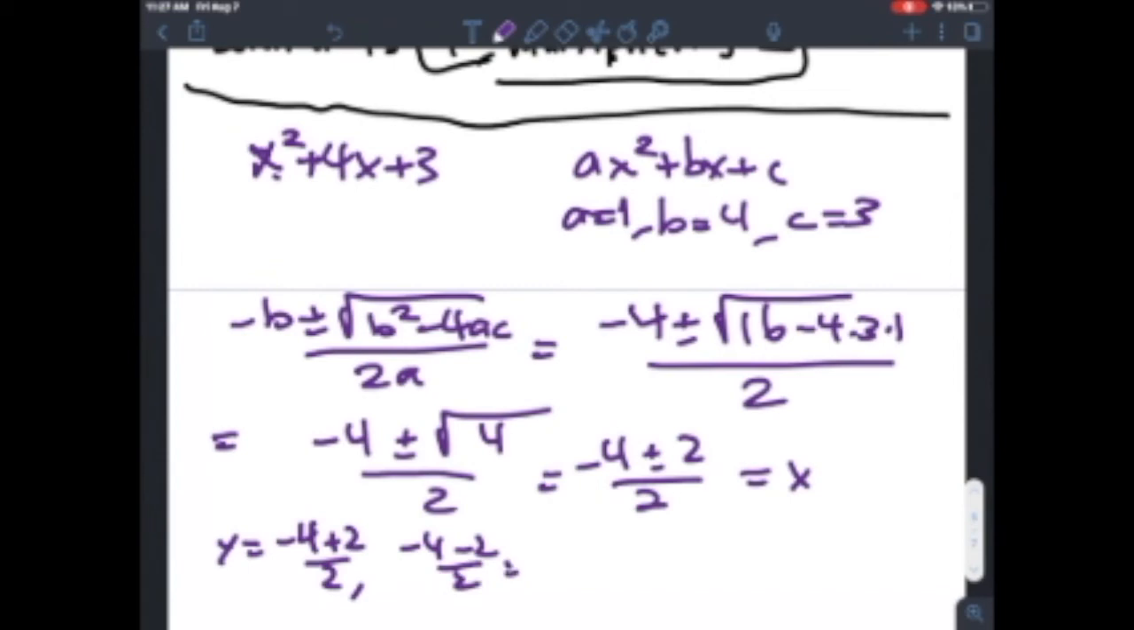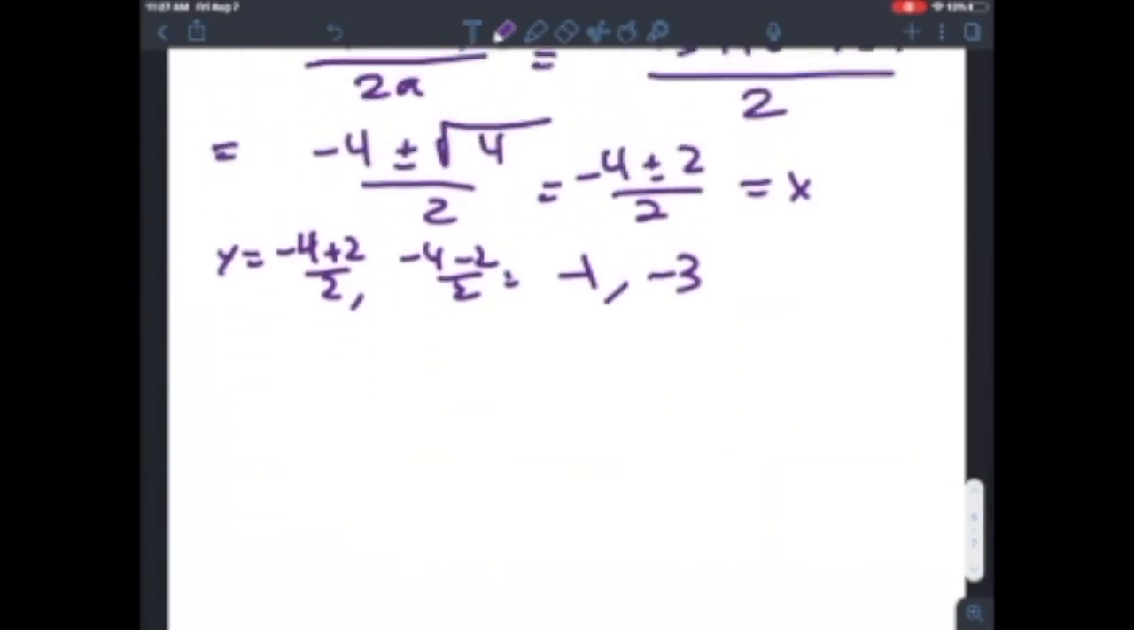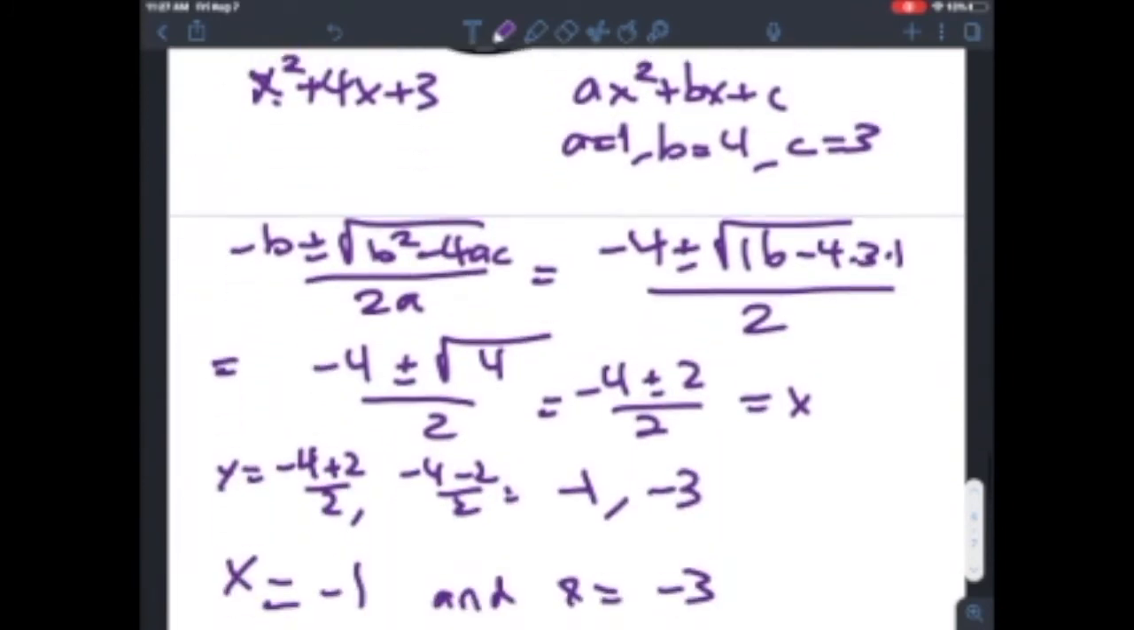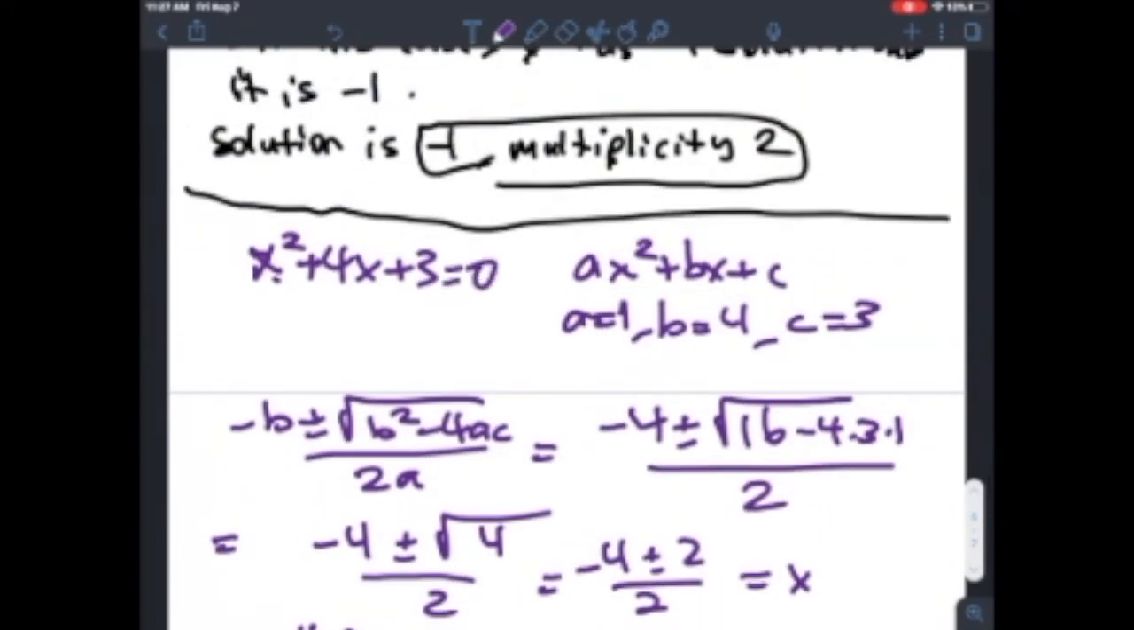So what's negative 4 plus 2 over 2? It's negative 1. And what's negative 4 minus 2 over 2? So negative 6 over 2, so negative 3. So those are the two solutions for x in this case. x equals negative 1 and x equals negative 3. So those are the two solutions for x squared plus 4x plus 3 equals 0.